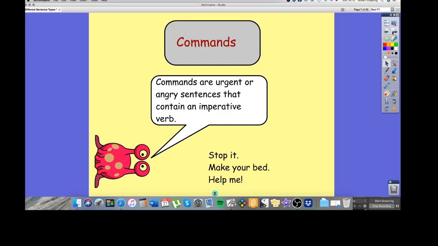The next one we're going to have a look at are commands. Commands are urgent or angry sentences that contain an imperative verb. So talk to the person who's with you. Do you remember what an imperative verb is? 10 seconds now.